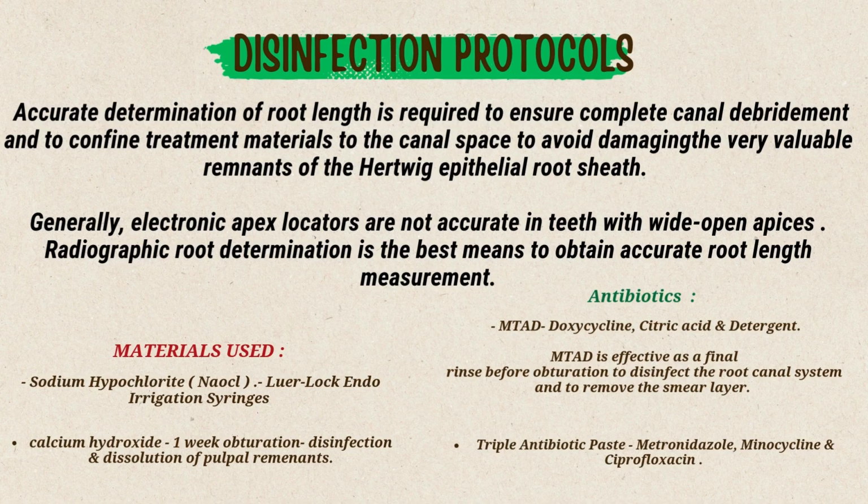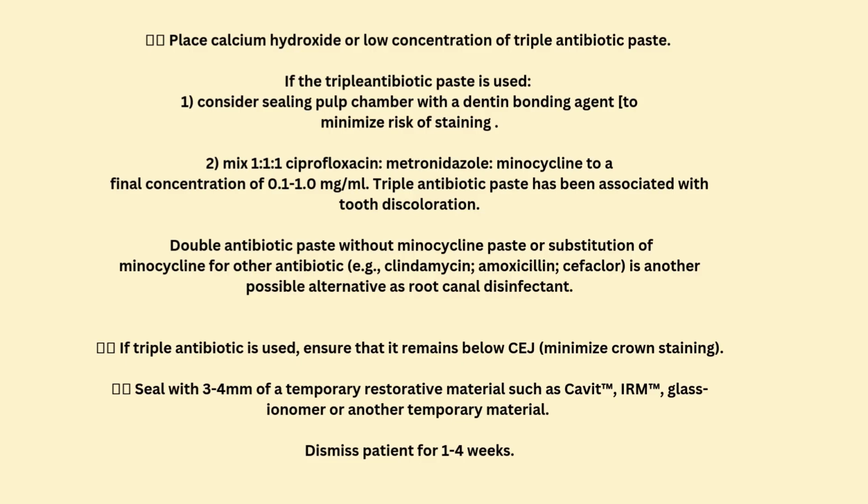So we may go with a double antibiotic paste or replace the minocycline with either clindamycin, amoxicillin, or cefaclor. If triple antibiotic paste is used, ensure that it remains below the CEJ to minimize the crown staining, and later seal the coronal part with 3 to 4 mm of temporary restorative material like Cavit, IRM, glass ionomer, or any other temporary material, and the patient is recalled after 1 to 4 weeks.